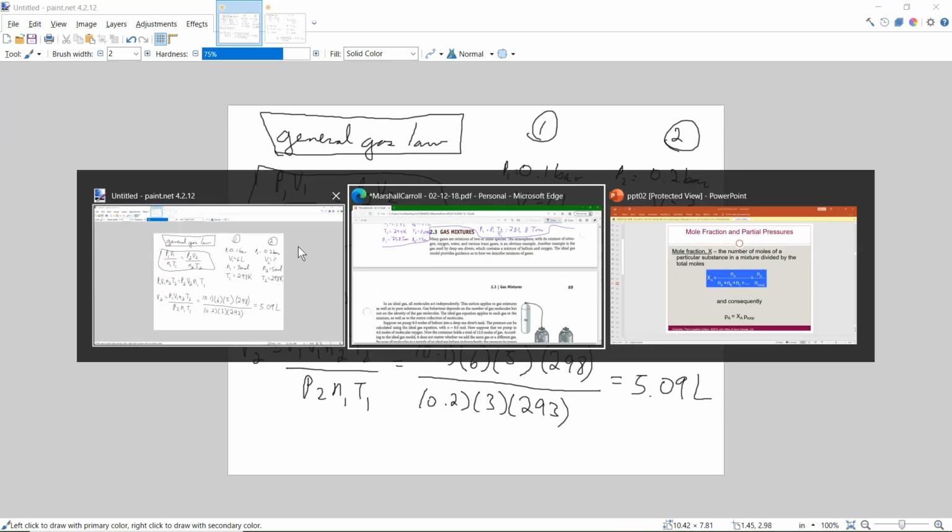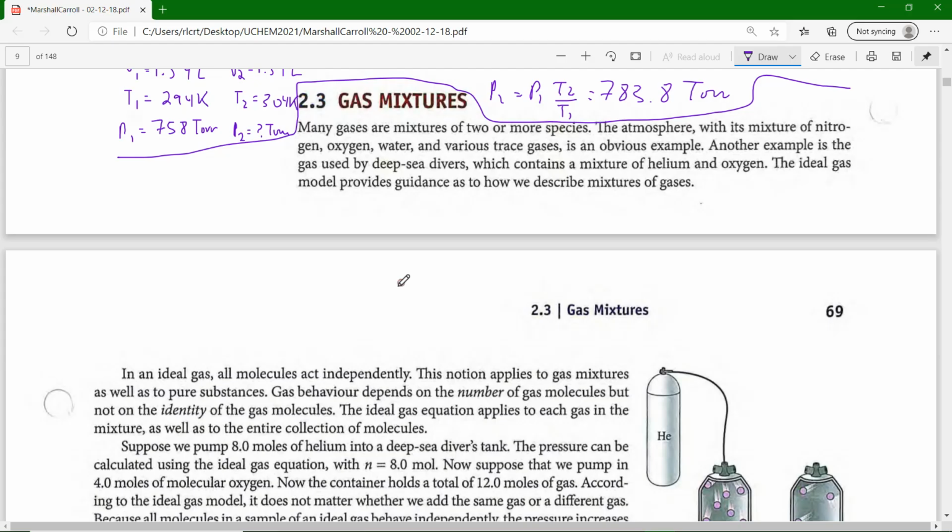Okay, so now let's go to the major topic today, which is mixes of gases. Often in nature, we'll have more than one kind of gas coming out of a volcano, for example, right? Or in scuba diving gear, you have mixes of gases. In scuba diving gear, you have oxygen and helium.